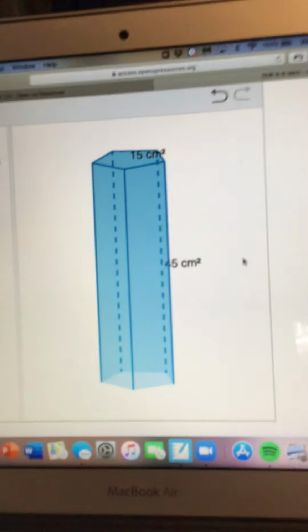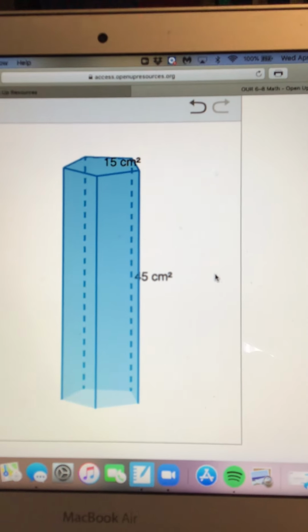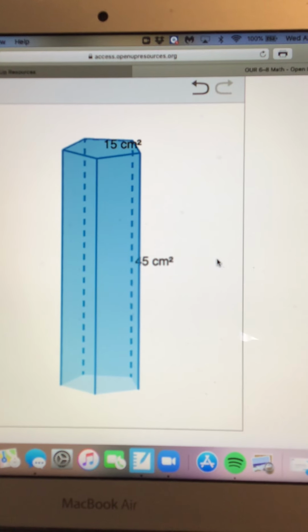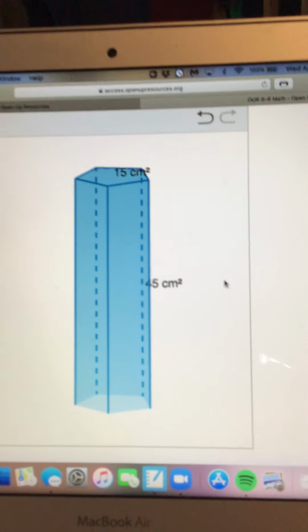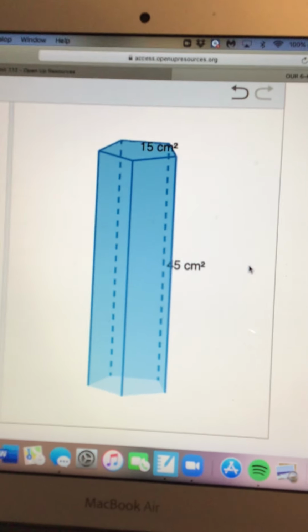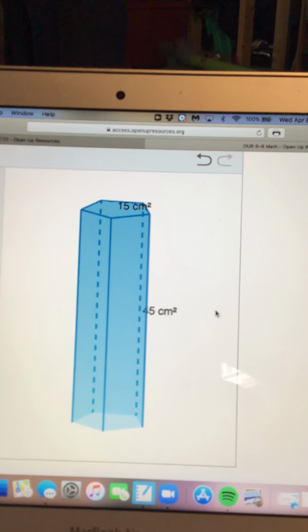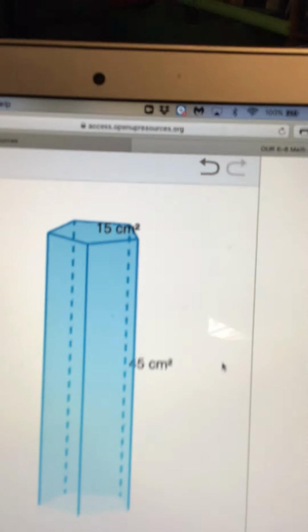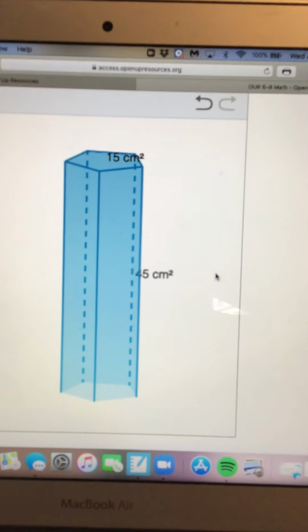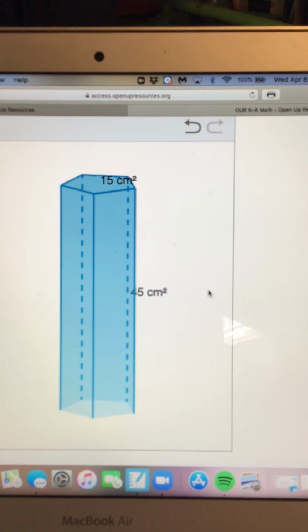Okay, more complicated figure here. Looks like the base is a pentagon, so this would be a pentagonal prism. Now, is it a prism? Again, if I would cut that horizontally, would I still get a pentagon? Same exact shape? Yes, I would. I would definitely get the same shape. So is it a prism? Yes. Area of the base. Okay, it looks like it gives me the area. Top and bottom should be the same. It's giving me the area up there of 15. Height is 45.